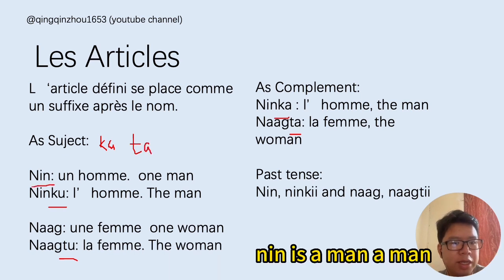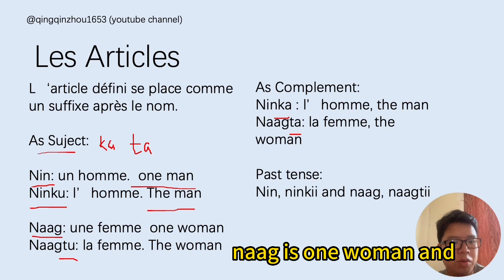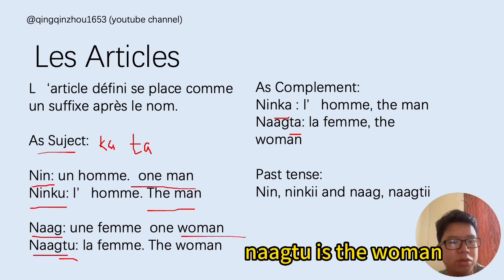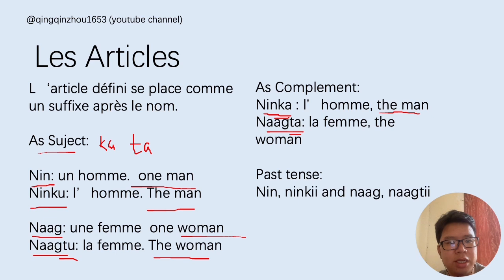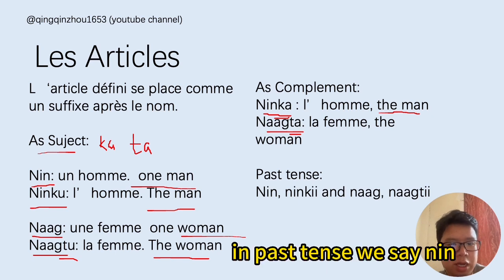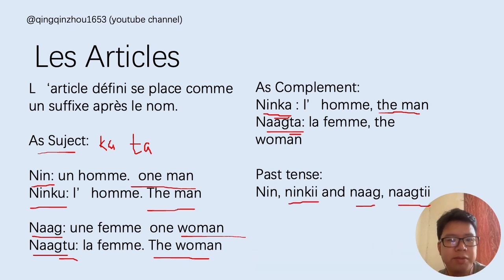Nin is a man. Ninku is the man as subject. Naag is one woman and naagtu is the woman. As complement, ninka, the man, and naagta, the woman. In past tense, we say ninkii, naagtii.